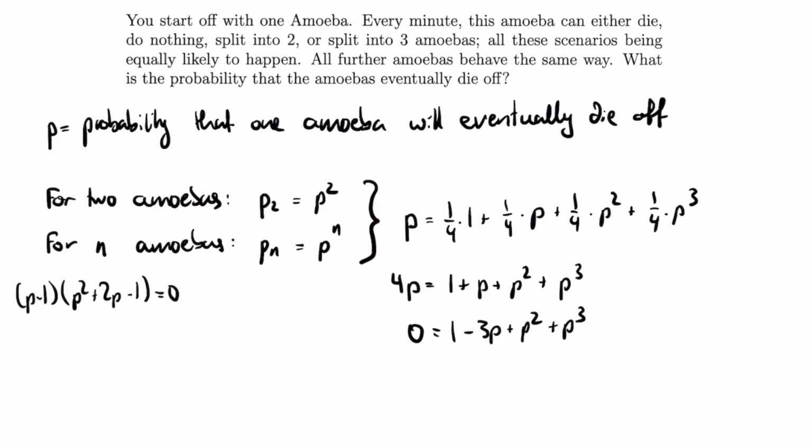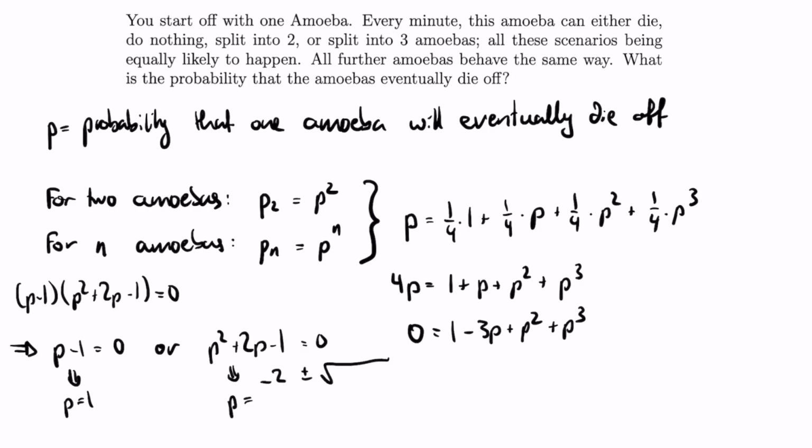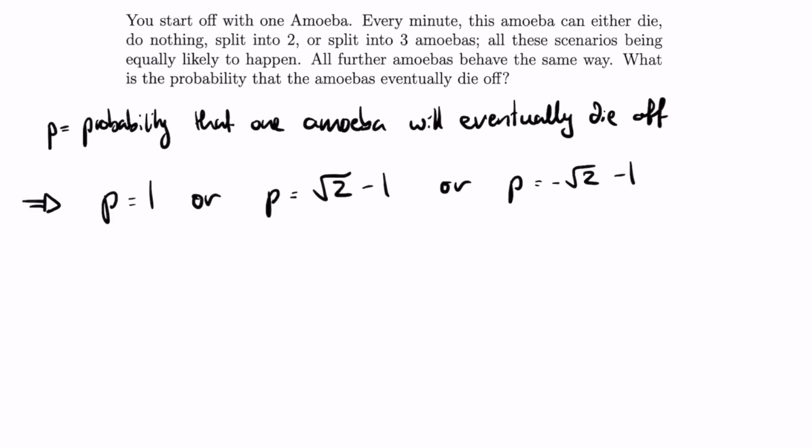This means that either the expression P minus 1 must be 0, or the expression P squared plus 2P minus 1 must be 0. In the first case, we can conclude that P is equal to 1, and in the second case, we can use the quadratic formula to figure out the other two roots of this expression. The quadratic formula gives us two roots, square root of 2 minus 1, and negative square root of 2 minus 1. Now clearly, negative square root of 2 minus 1 cannot be P, since it's negative, and so we're left with square root of 2 minus 1 and 1.